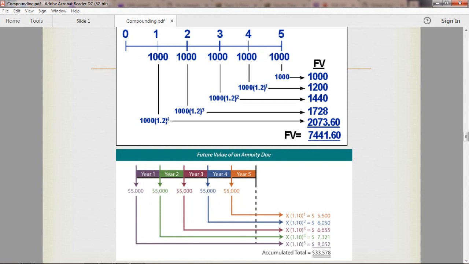And it gets compounded 4 times because it's exactly 4 years. From here 1, 2, 3, 4. It gets compounded 4 times. Second deposit will get compounded 3 times. So the last deposit will not get compounded at all because you are making a deposit at the end of the maturity, on the day of the maturity, right? At the end of year 5.